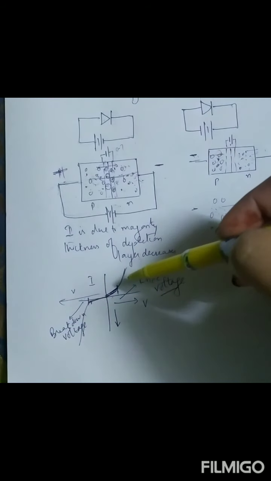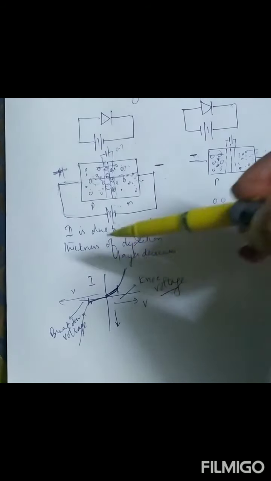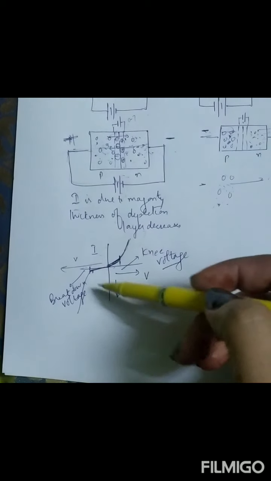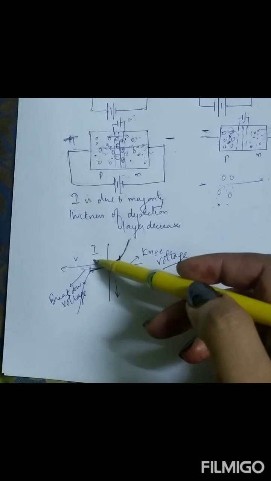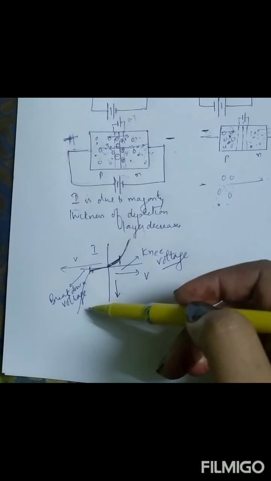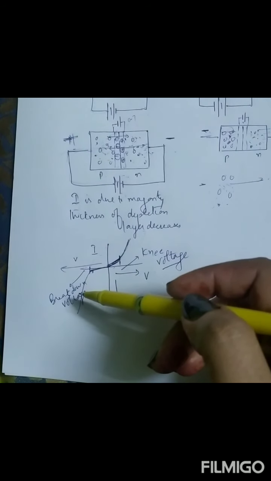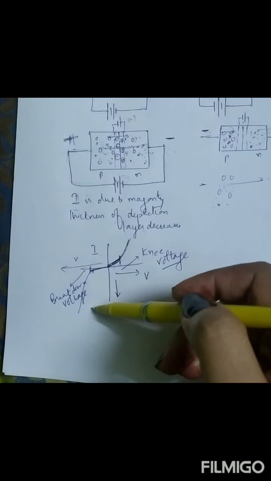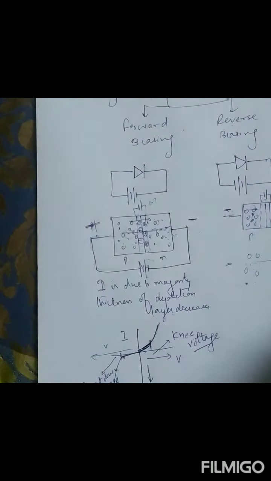This is forward, the graph between forward voltage and forward current, and these are the reverse characteristics, the graph between reverse voltage and reverse current. And the voltage at which the current increases suddenly in reverse biasing is called breakdown voltage. So this is all about forward and reverse biasing of the PN diode.